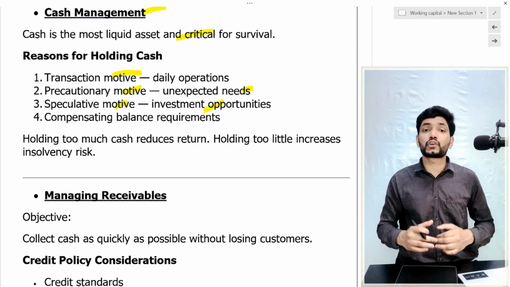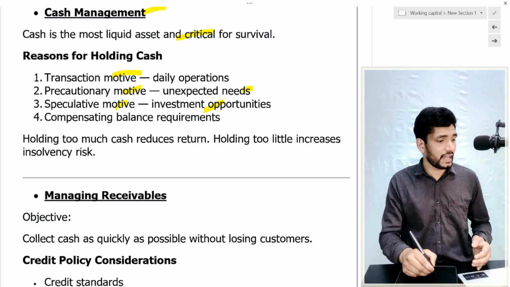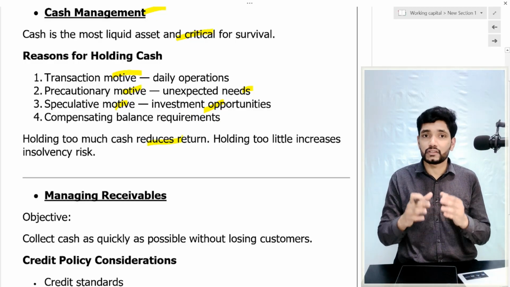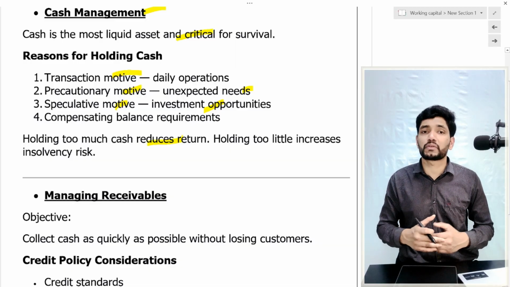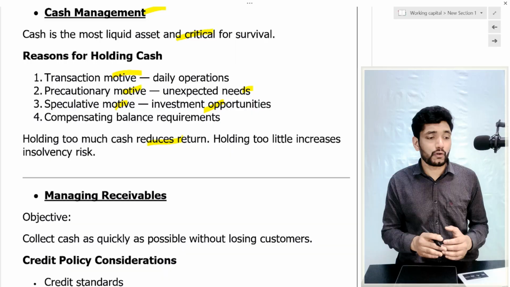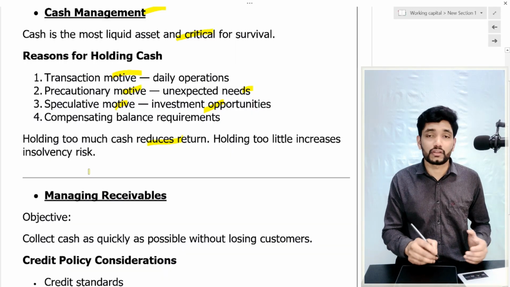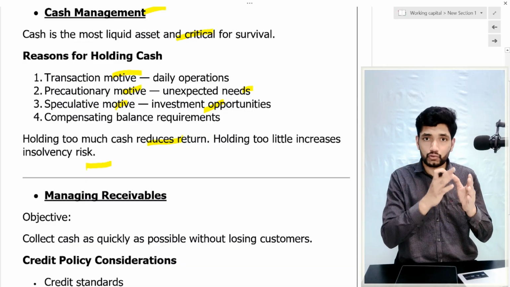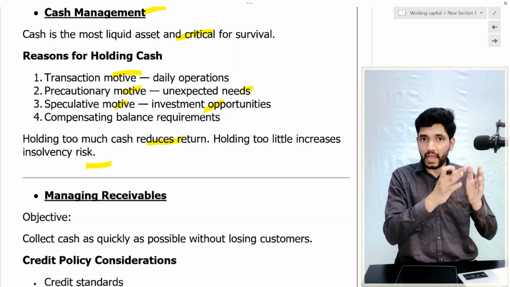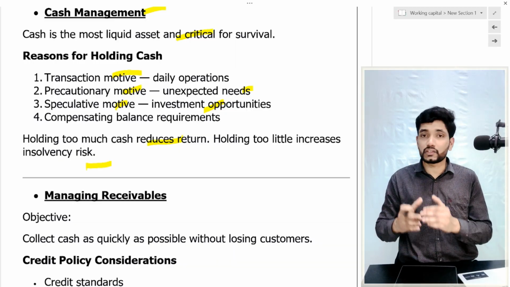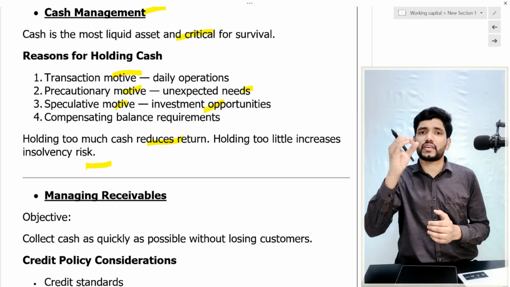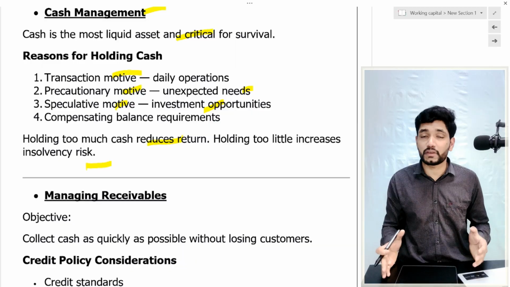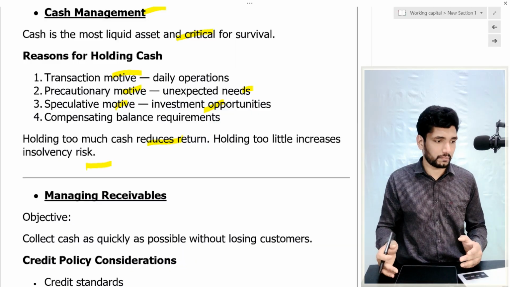Holding too much cash in the business can reduce the return because a lot of money is tied up in the business, which will reduce the overall business return. Holding too little will increase the risk of insolvency. So the cash balance has to be maintained by considering these two factors. That means we have to optimize the return and the insolvency risk. The business has to find an optimal point where these two are maintained at an optimum level.